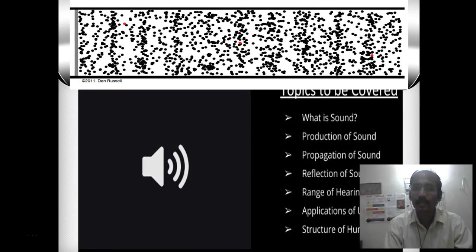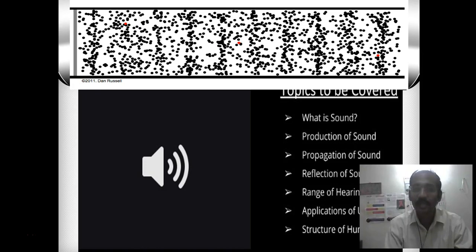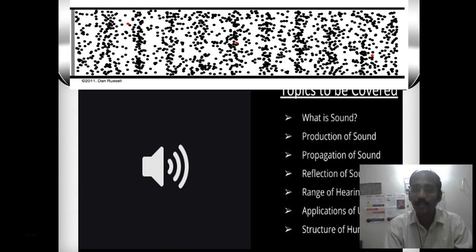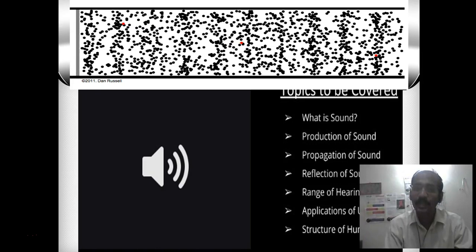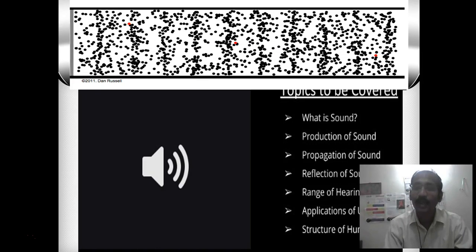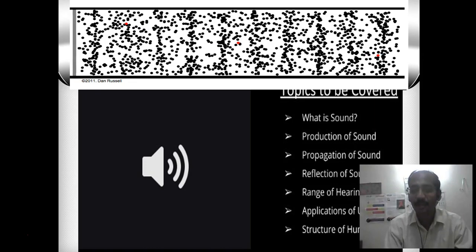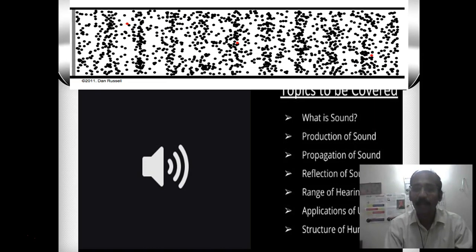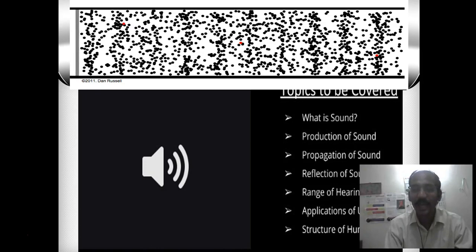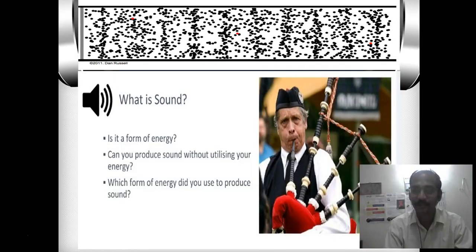In this chapter, we are studying what is sound, production of sound, where sound is producing, how the sound is propagating, what is reflection of sound, what is the range of hearing sound, what are all the applications of ultrasound, and the structure of the human ear.